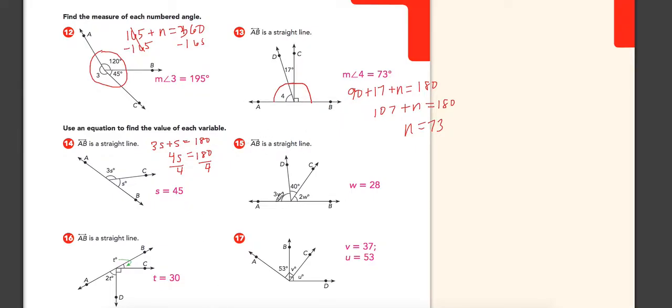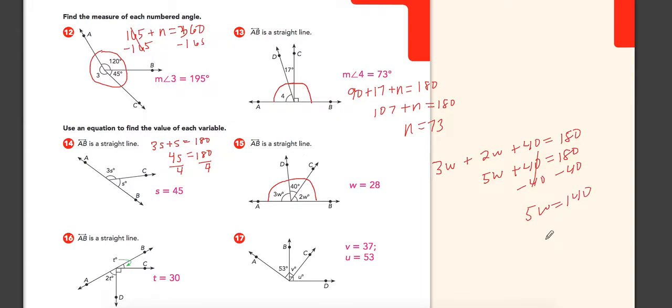Number 15. So three angles, again, these are all 180 right here. These two anyway, 180. So my equation could be 3W plus the 2W plus 40. That's got to equal 180 degrees. All right, so that comes out to be 5W plus 40 equals 180. I subtract 40 from both sides. I wind up with 5W equals 140. Divide both sides by 5. I get W is equal to 28 degrees.